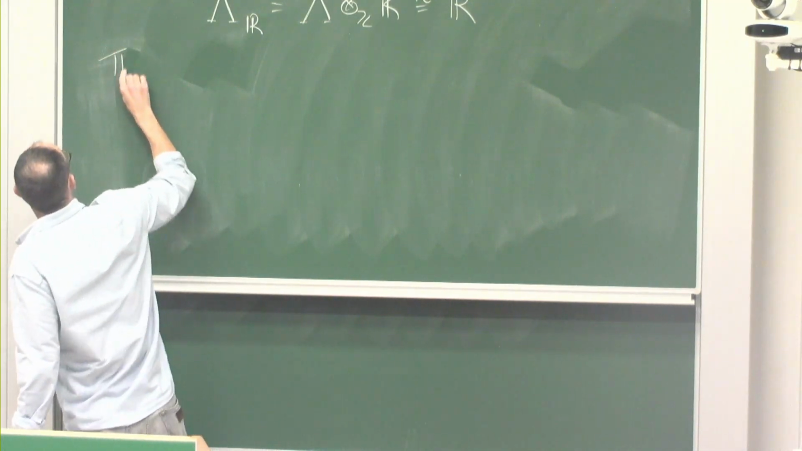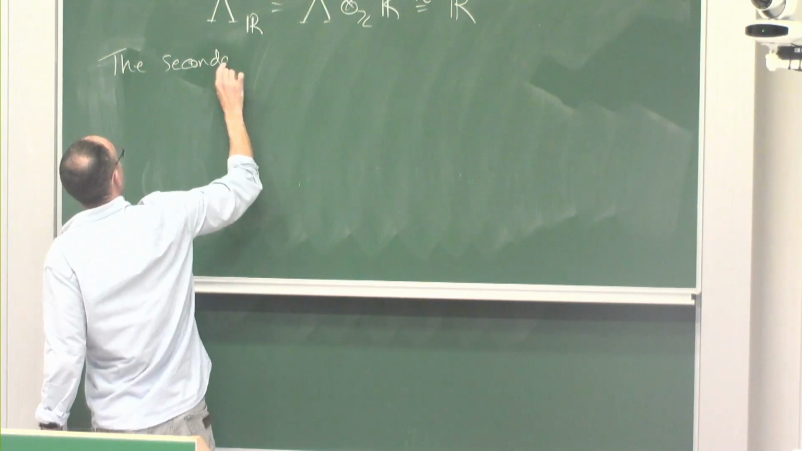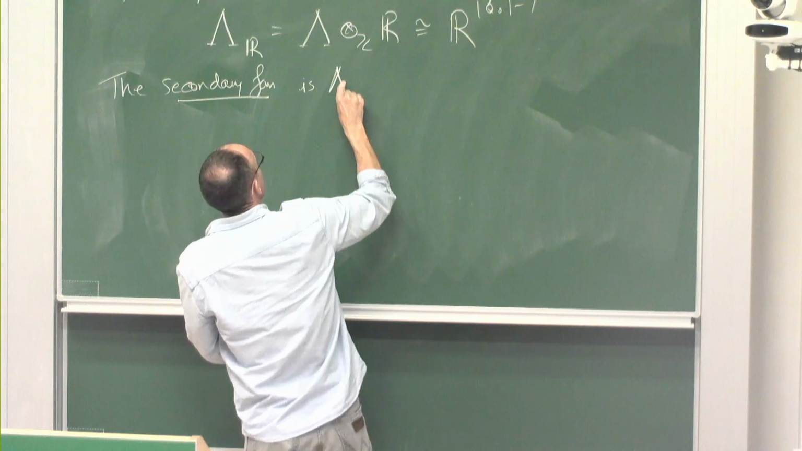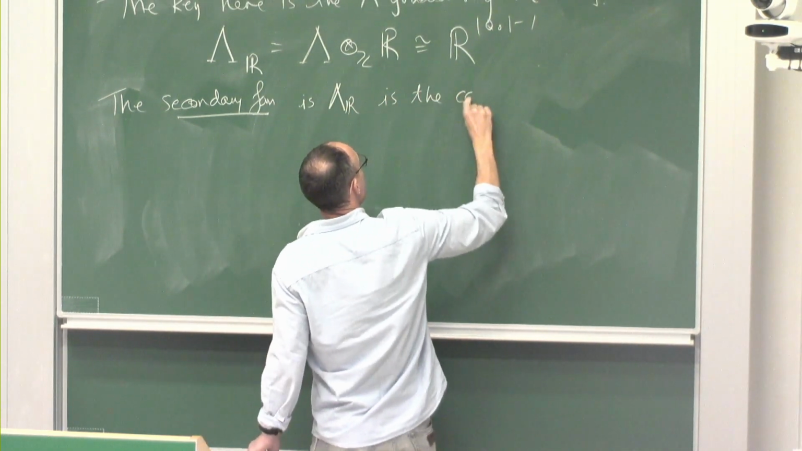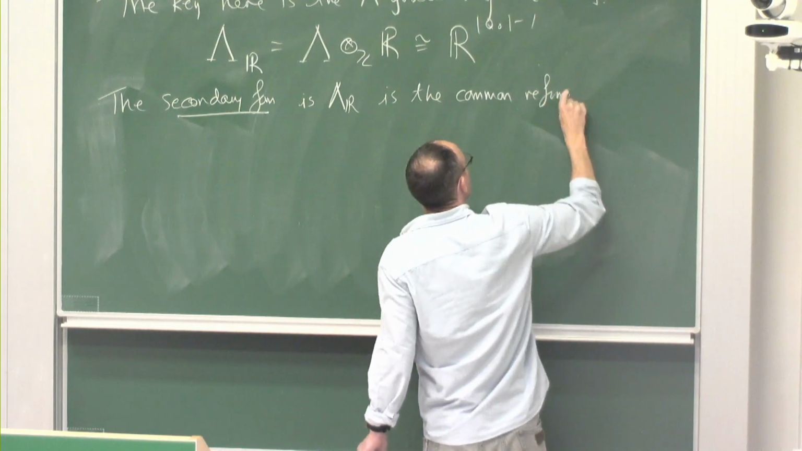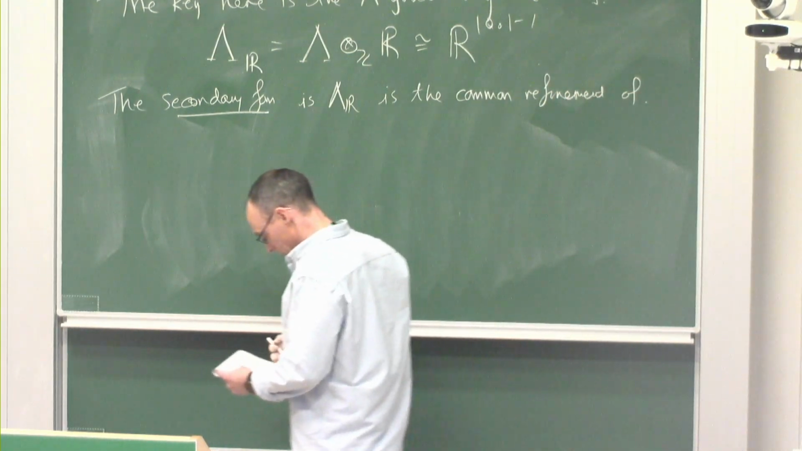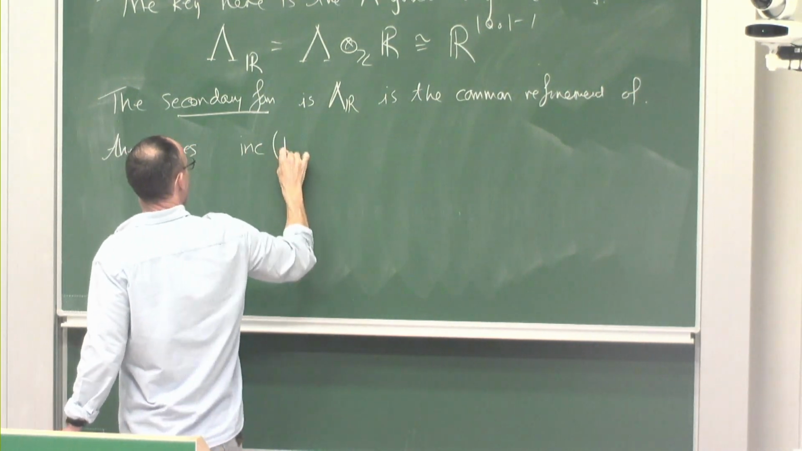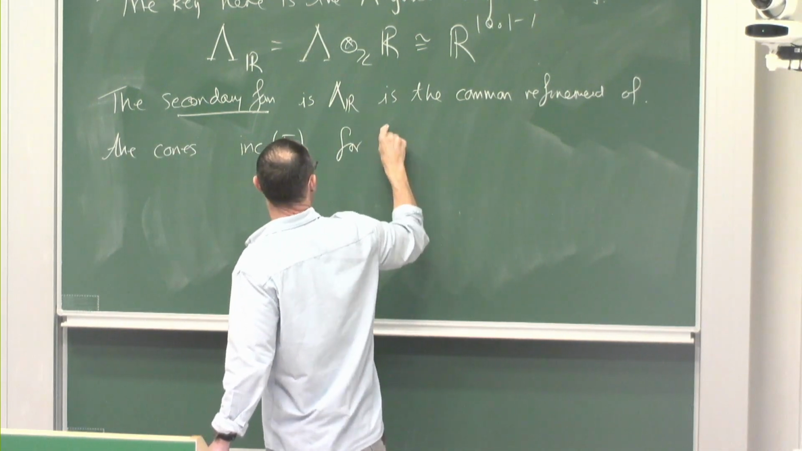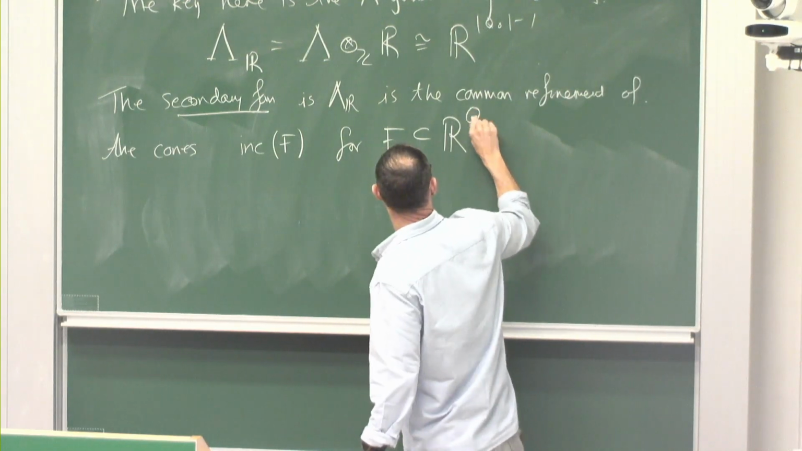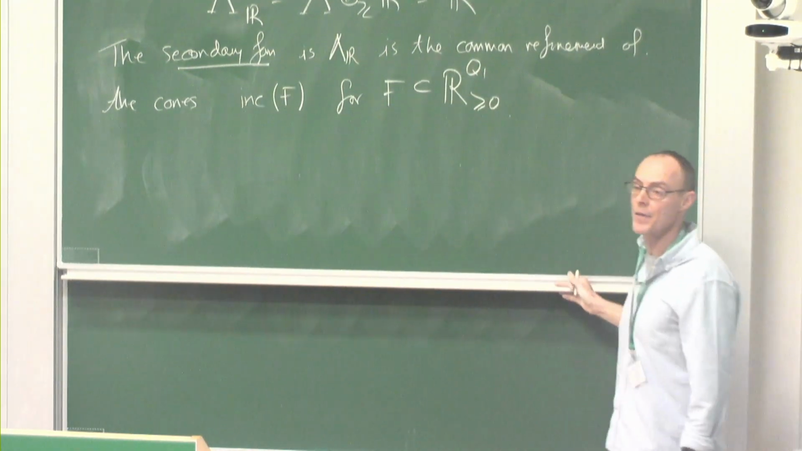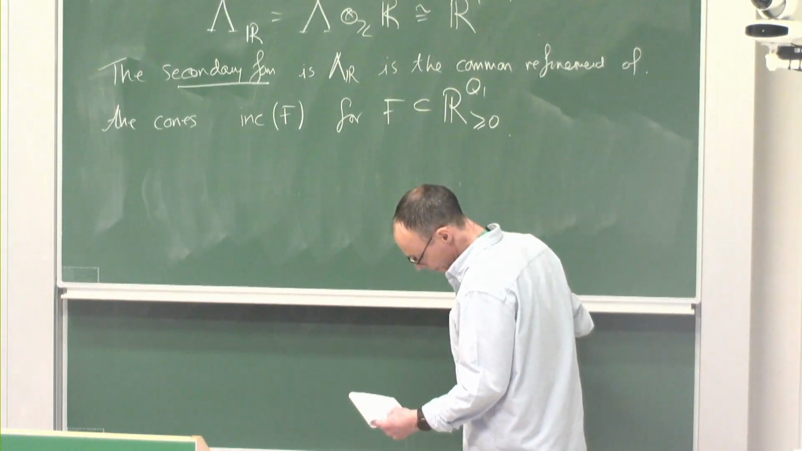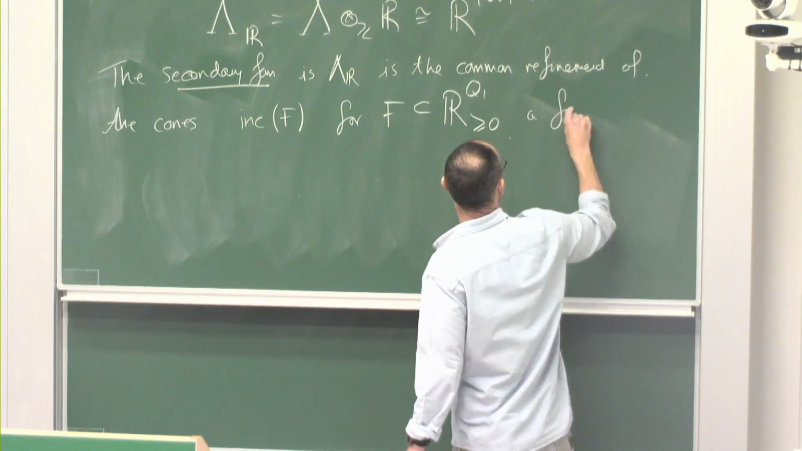And I'm interested in the secondary fan. So the secondary fan in this setup, so it's in this vector space, is the common refinement of the cones int of f, and now f, possibly in bad form, I'm using for a face of the larger cone, the positive orthant in the cone with the vector space of arrows, for f a face.